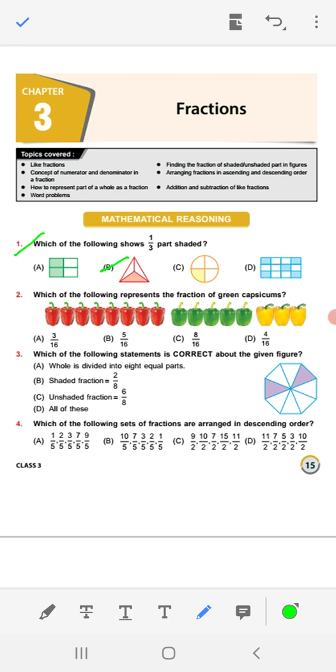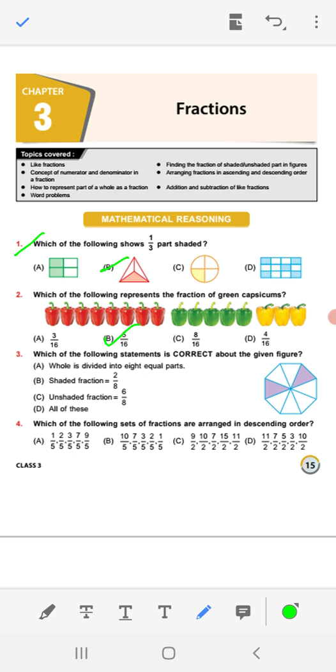Next, question number 2. Which of the following presents the fraction of green capsicum? First, count the total number of capsicum. See here 1, 2, 3, 4, 5, 6, 7, 8. 8 red capsicum, 5 green capsicum, and 3 yellow capsicum. So total 16 capsicum are there. Five by 16, 5 out of 16. Pass to the question number 3.